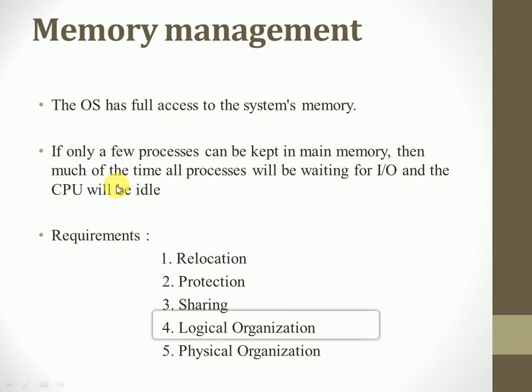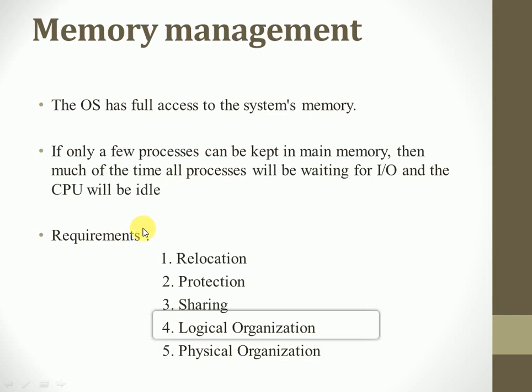The next is memory management. The OS has full access to the system's memory and must allow processes to safely access the memory as they require it. If only a few processes can be created in memory, then much of the time all processes will be waiting for IO and the CPU will be idle. Hence, memory needs to be allocated efficiently in order to pack as many processes into memory as possible.